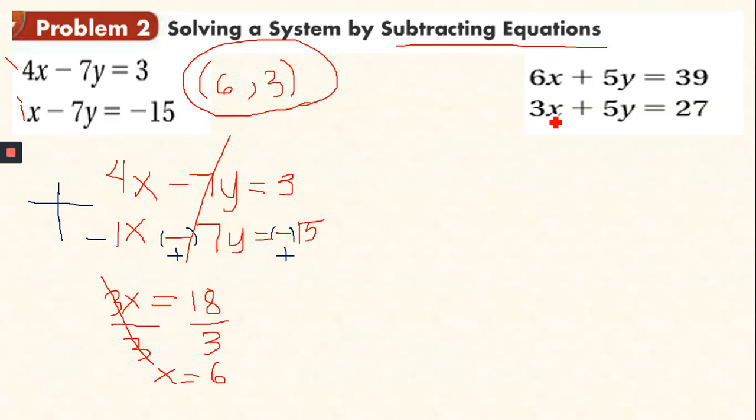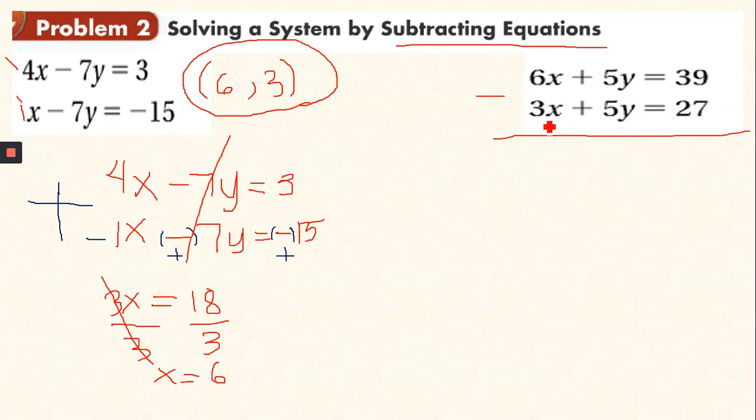6 and 3, it is not the opposite of each other. 5 and 5, they are the same. The sign of 5 here is positive 5. The sign of 5 here is positive 5. So, we can eliminate y by subtracting the two equations. Okay? Again, as what I have told you, we need to follow the rules in subtracting integers.